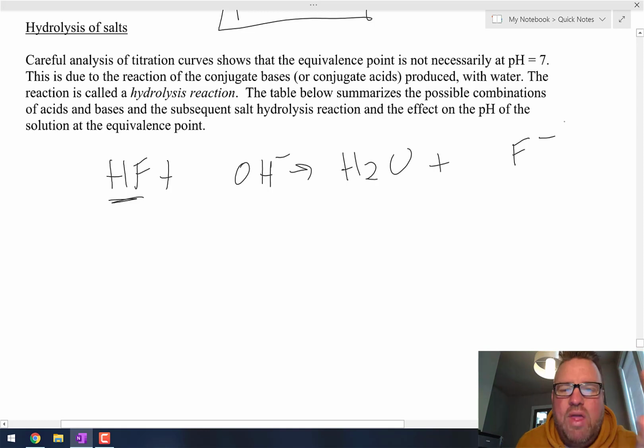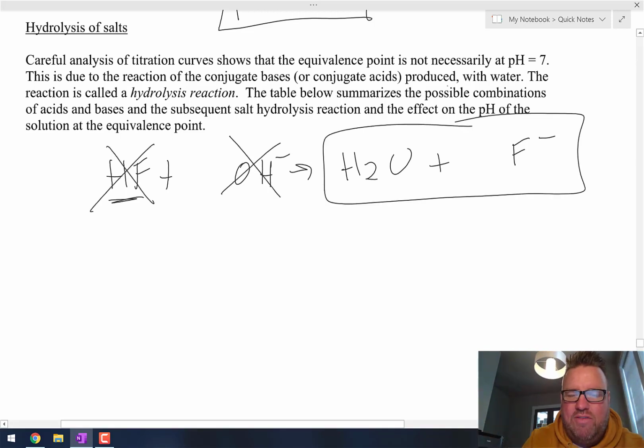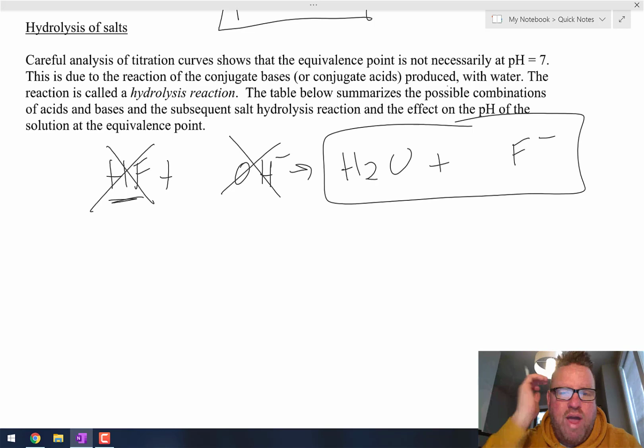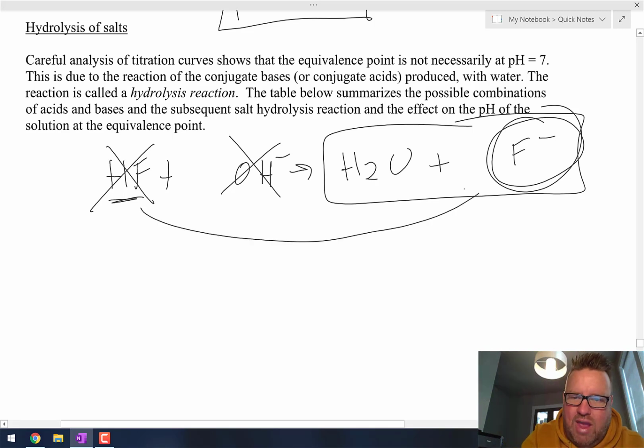So again, at the equivalence point, what's left? All of this has reacted, all of this has reacted. All we have left is this. So at the equivalence point, all of the reactants are gone. All you have left are products. Now, the issue is this thing right here, F minus, which is the conjugate base of a weak acid. And remember, that's all you have floating around in there.